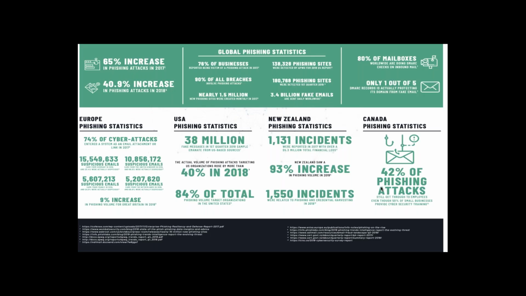Just like in any standard security presentation, you're going to have stats. We have stats here on a global level and in different locations. In most cases, what we're seeing with phishing is that it either stays stagnant or increases. So we need to do our best to show a decrease. For example, in Europe, there was a 9% increase in phishing volume for just Great Britain in 2018. In the US, the volume of phishing attacks targeting US organizations rose by more than 40% in 2018. New Zealand saw a 93% increase in phishing volume.